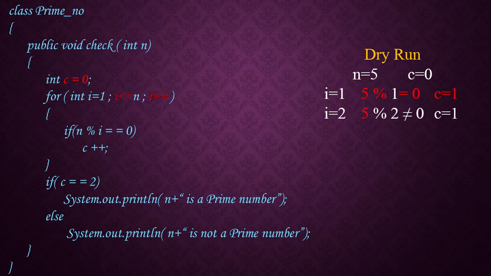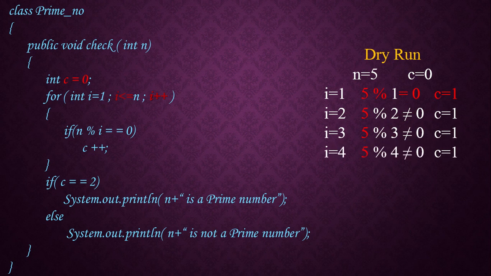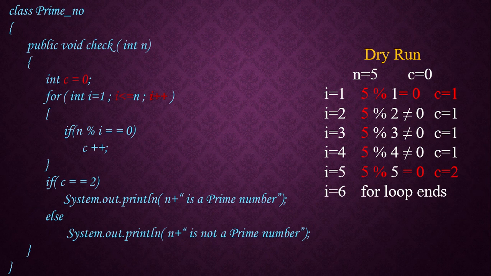Next i value is 2, but 5 is not divisible by 2 because the remainder is not 0, so the factor count won't increase. Next, for i equals 3, in the same manner, 5 is not divisible by 3, so factor count won't increase. For 4, the same situation, factor count will not increase. But when it comes to 5, 5 is obviously divisible by 5, my remainder will come 0, so the factor count increases. Now i becomes 6, which does not satisfy the condition of the for loop, so the loop ends.